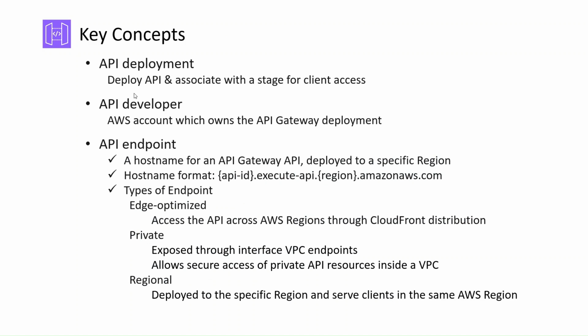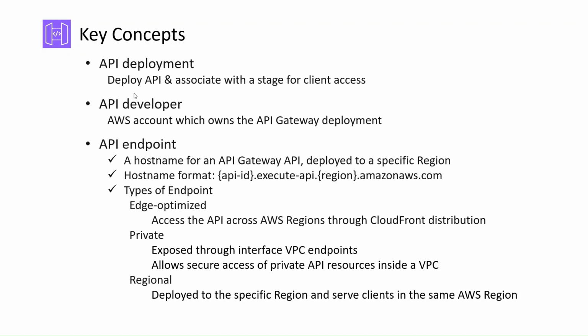Next, let's see the three types of API endpoints such as edge optimized, private, and regional. An edge optimized API endpoint is the default hostname of an API gateway API that is deployed to the specific region. A CloudFront distribution is used to facilitate client access from across AWS regions. API requests will be routed to the nearest CloudFront point of presence for low latency.